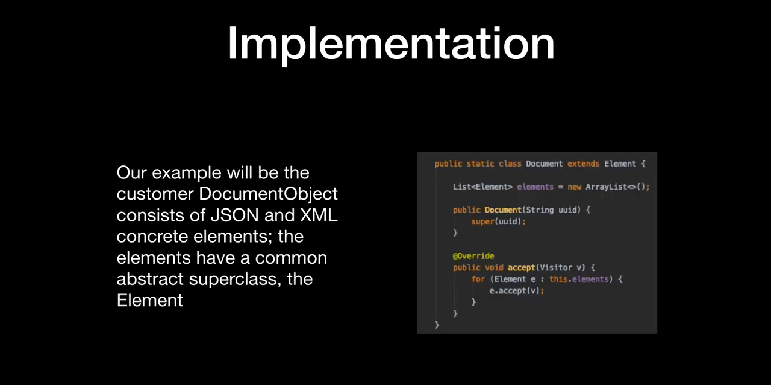So for the implementation, as you can see here, we have a document object. A document has multiple elements. We keep those elements in a list. We are passing here a UID to the document just to keep a unique ID. And the document will have a function called accept that will take the visitor and loop over all the elements of the document and apply whatever functionality the visitor would like to apply.